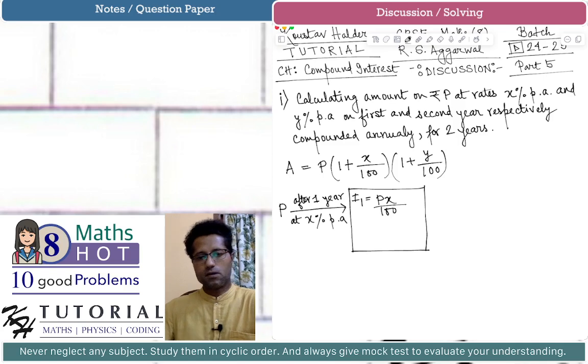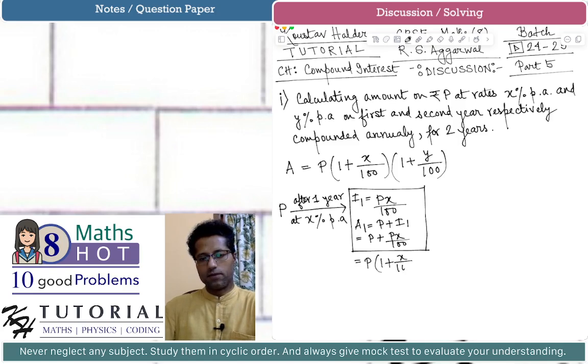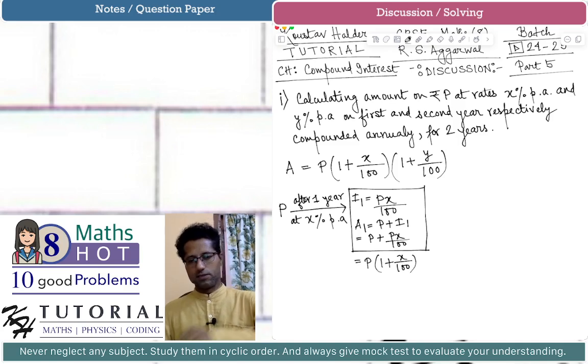So the amount A1 will be P plus I1, which is equal to P plus PX by 100. If you take P common, this is P multiplied by 1 plus X by 100. So this is the amount, that is A1, at the end of the first year. Amount A1 is P into 1 plus X by 100.